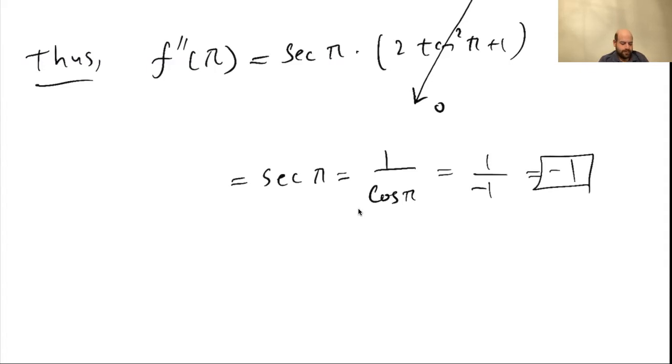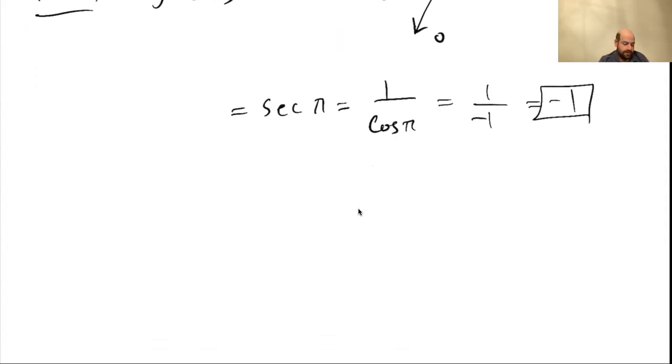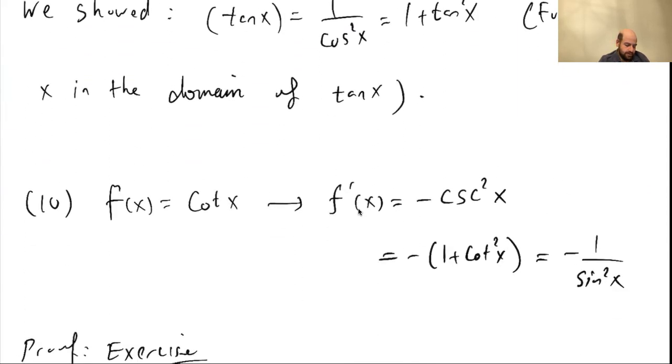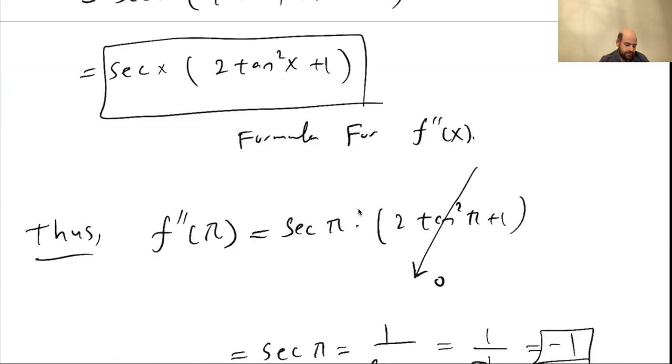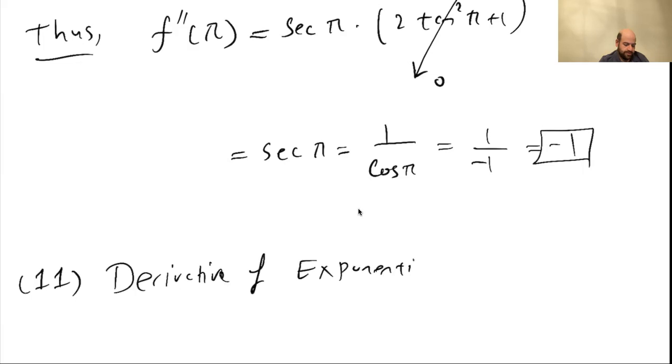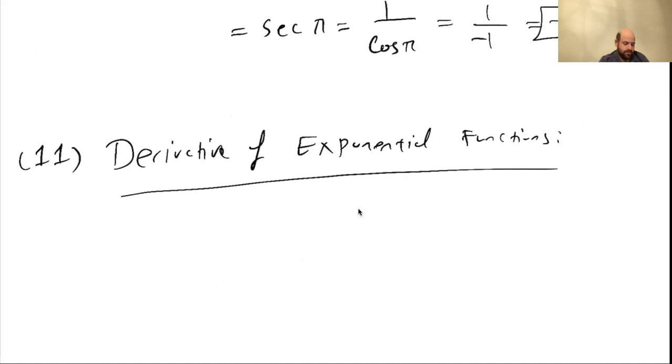Okay, so this is for this example. Now let's look at the next rule. So this was rule number 10. So rule number 11, derivative of exponential functions. So I want to derive the derivative of e to the x first, where e is the Euler number.